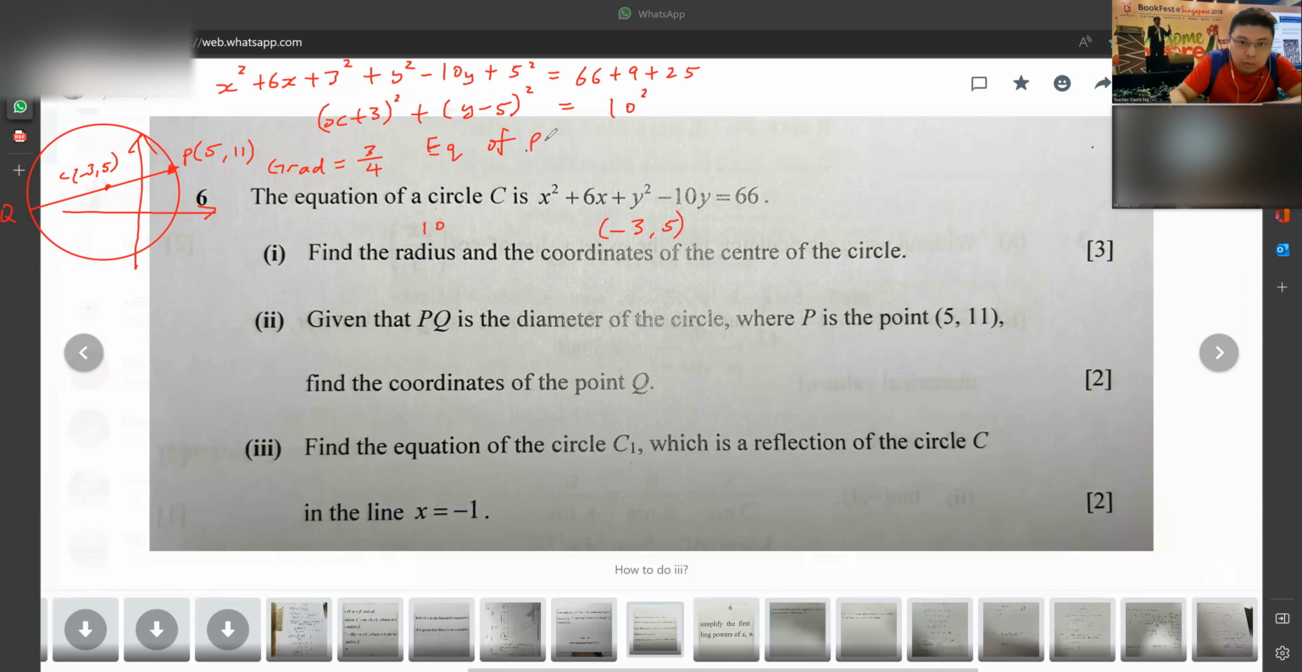Equation of PQ is y equal to 3/4 x plus 29/4. That's the equation of PQ. So once I have the equation of PQ and the equation of the circle, I just do my simultaneous equation. I can solve and find my coordinates of Q. So coordinates of Q, eventually you have negative 11, negative 1.